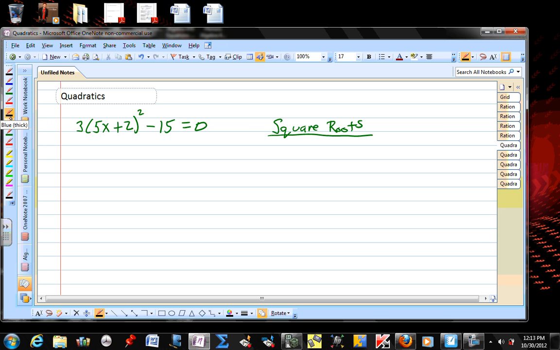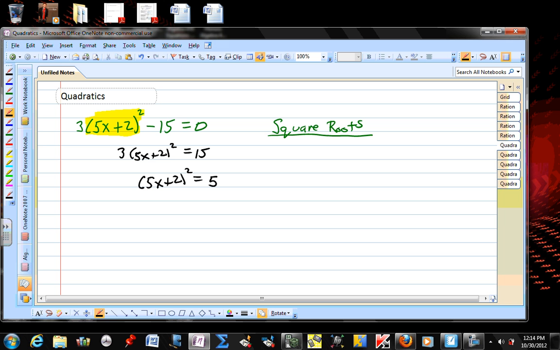So let's get started. Before we do anything involving a square root, you recognize that what's being squared is the quantity 5x plus 2. So our first job is to get this quantity being squared all by itself. So let's add 15 to both sides. And then let's divide both sides by 3. And remember, anytime you need to, please pause the video and work on your notes in your notebook, and then play whenever you're ready.